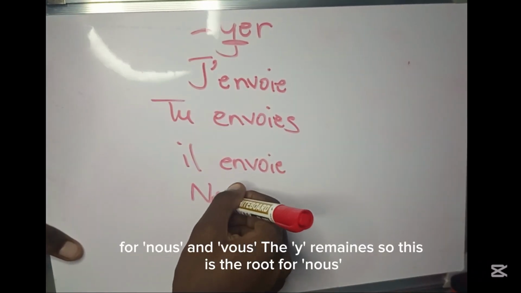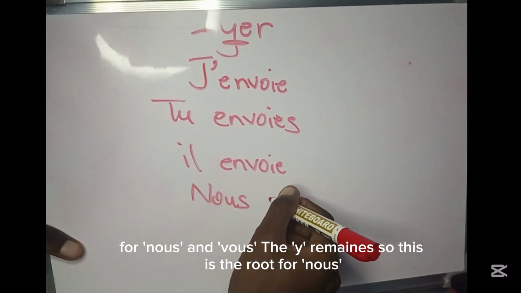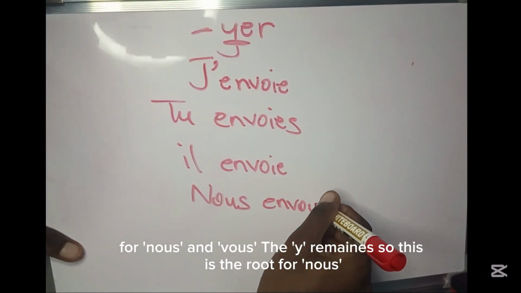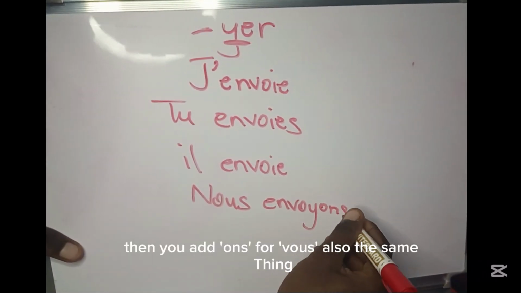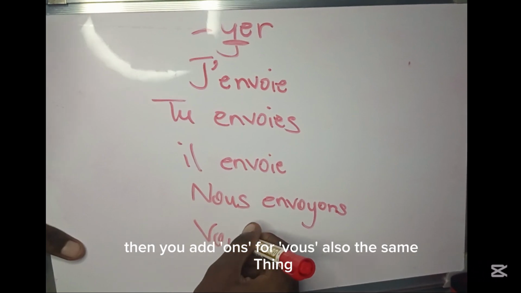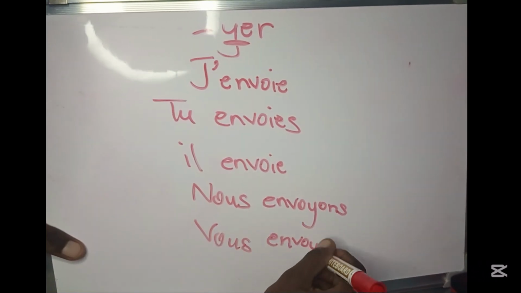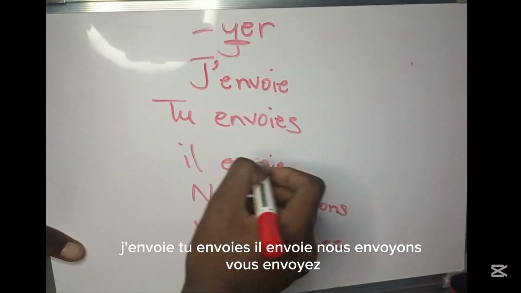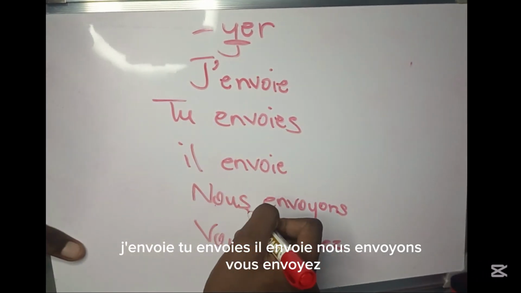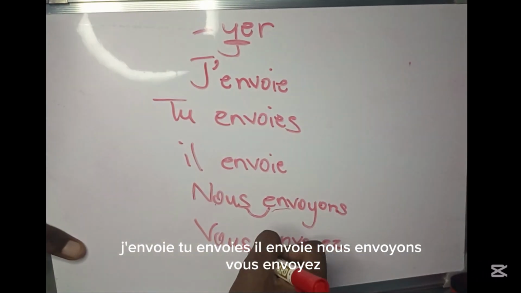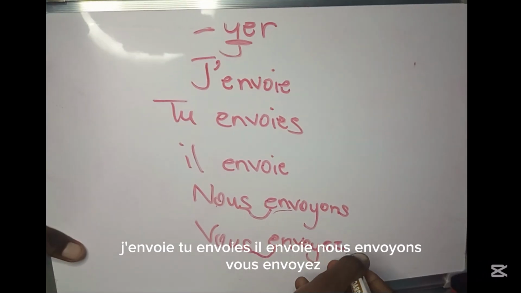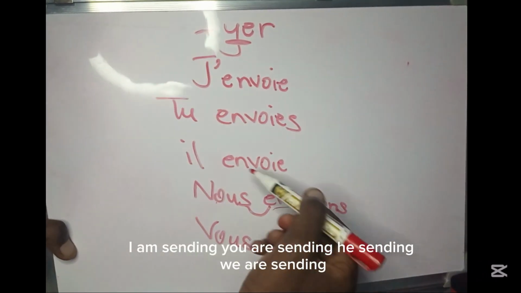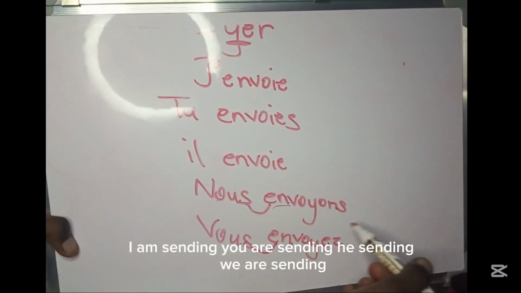For nous and vous, the Y remained. So this is the root for nous, and then you add ONS. For vous also, the same thing: envoy, and then EZ. So, j'envoie, tu envoies, il envoie, nous envoyons, vous envoyez. I am sending, you are sending, he is sending, we are sending, you are sending.